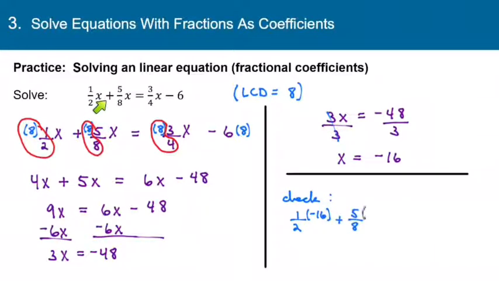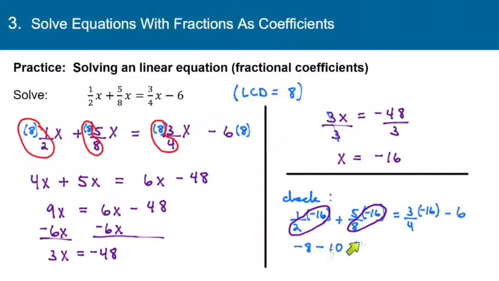1/2 times negative 16 plus 5/8 times negative 16 equals 3/4 times negative 16 minus 6. Let's go through here and just simplify. Negative 16 divided by 2 is negative 8. 1 times negative 8 is negative 8. On the second term, negative 16 divided by 8 is negative 2. 5 times negative 2 is negative 10, so I'm going to write minus 10 here.